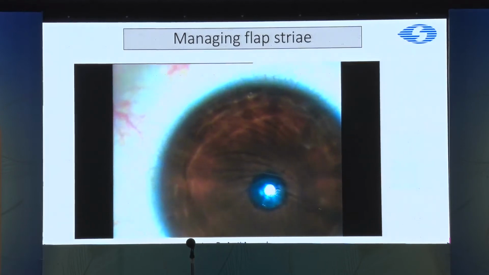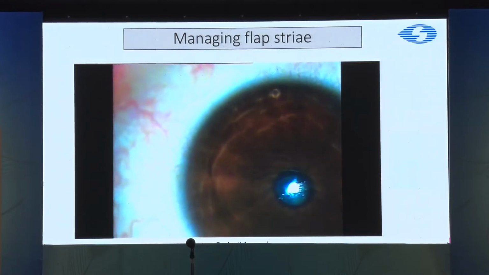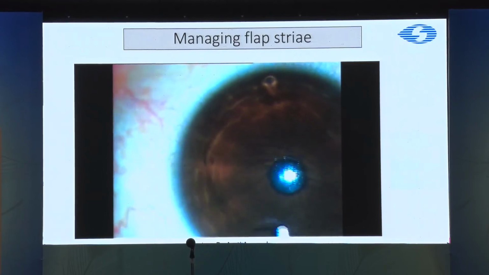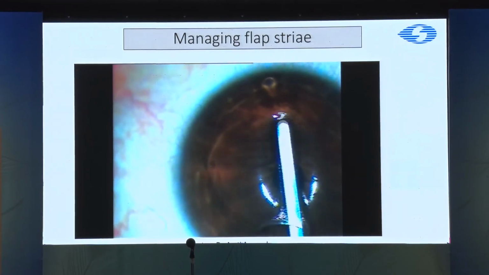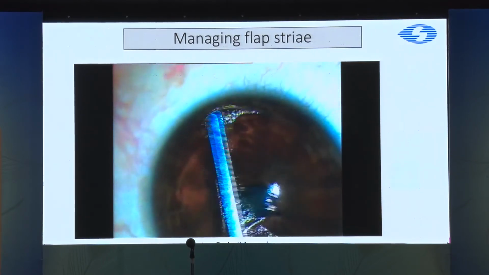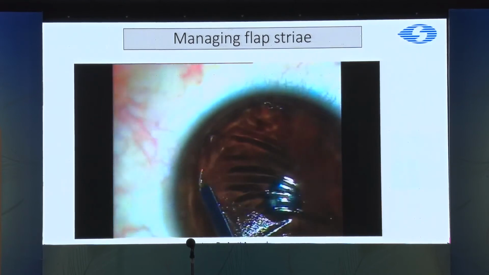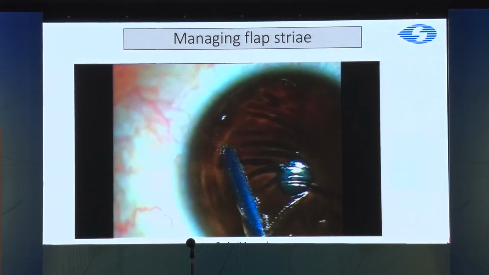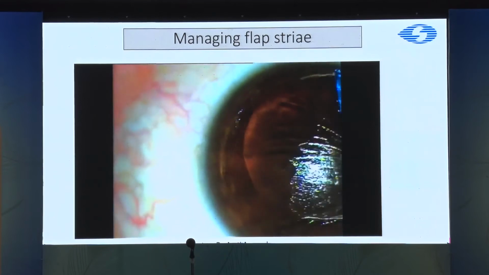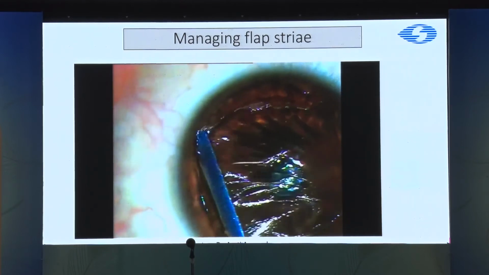Here we can see macro striae which are coming into the visual axis. So this is significant. The patient is going to definitely have visual complaints because of this. Again, it's important to carefully go and lift this flap. We can see that we are going under the flap, just carefully repositing it.